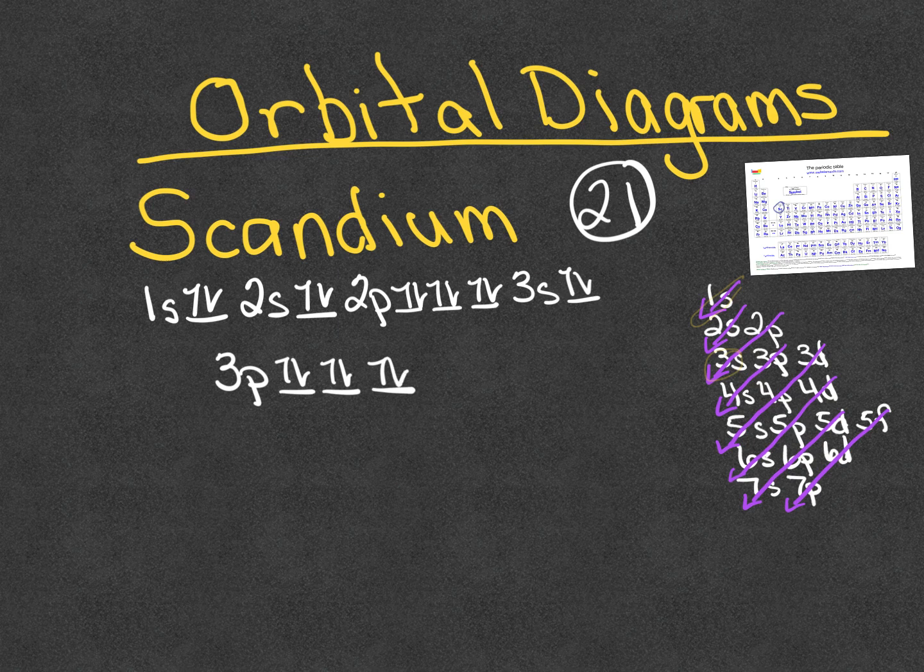So after 3p comes 4s. You make a line for the orbital. That's 18, 19, 20. After 4s is 3d. And there's 5 orbitals. 1, 2, 3, 4, and 5. And we have 1 electron to put in there. So that is the orbital diagram for scandium.